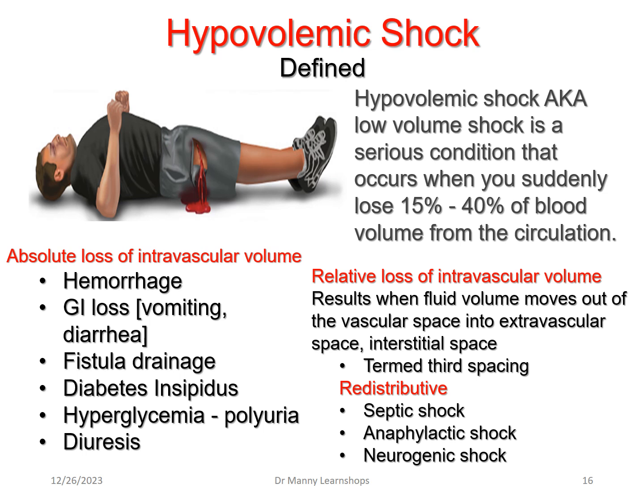Relative loss of intravascular volume basically means you haven't really lost the volume, but it's in the wrong place, which can be as a consequence of distributive problems like septic shock, anaphylactic shock, and neurogenic shock. And it's typically related to a term called third spacing, where the fluid is in your interstitial space.